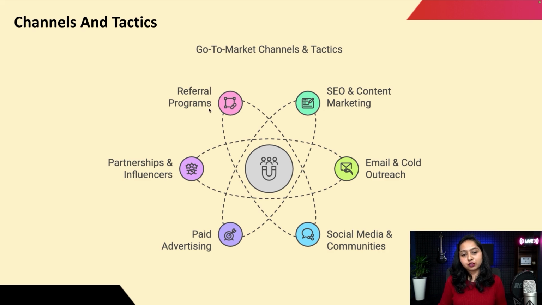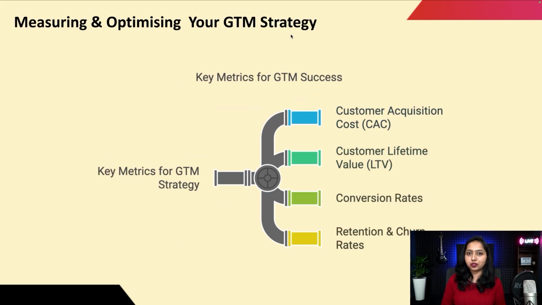And of course, referral programs. Encourage existing users to refer new customers with incentives like bonuses and discounts. You cannot improve what you cannot track. Measuring and optimizing your GTM strategy. Track these key metrics: customer acquisition cost, customer lifetime value, conversion rate, retention and churn rates. Use tools like Google Analytics, HubSpot, Mixpanel to analyze user behavior and optimize your approach.